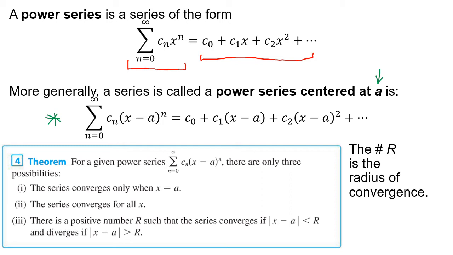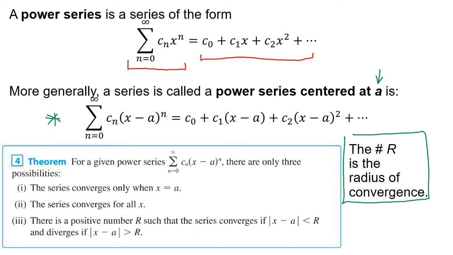So this theorem at the bottom says, for a given power series, there are only three possibilities. It converges only at the center, which is at a, or it converges for every single value of x, or, the more likely case, there is a positive number r, so that the series converges if the absolute value of x minus a is less than r, or diverges if it's greater than r. Notice it is strictly less than or greater than, not equal to on either one. This is going to be used straight from the ratio test that we looked at in 11.6. And the number r over here on the right hand side is the radius of convergence.